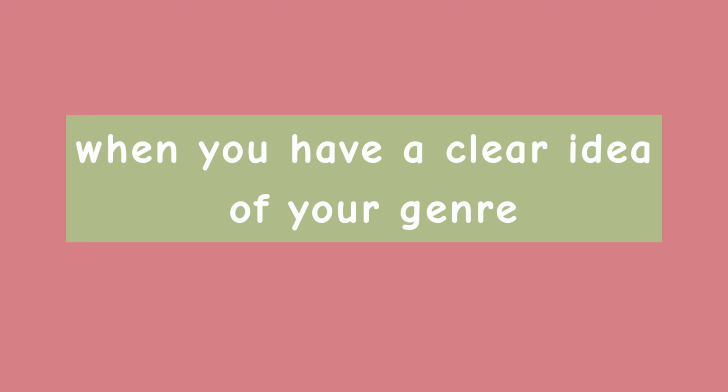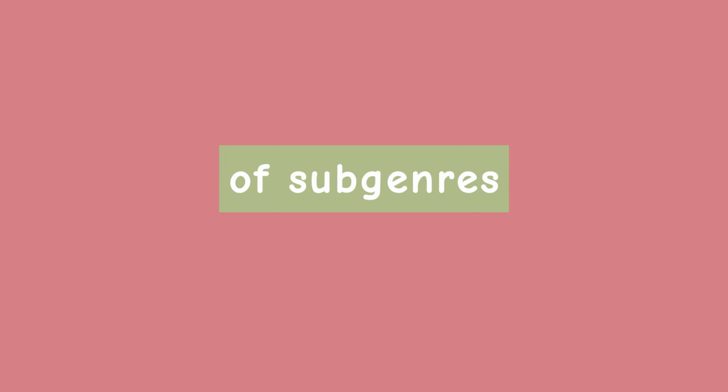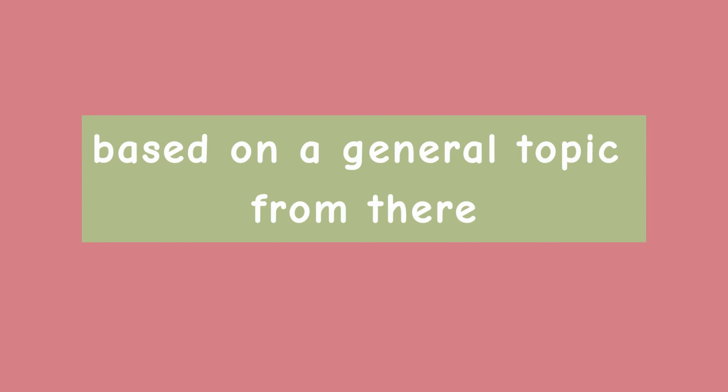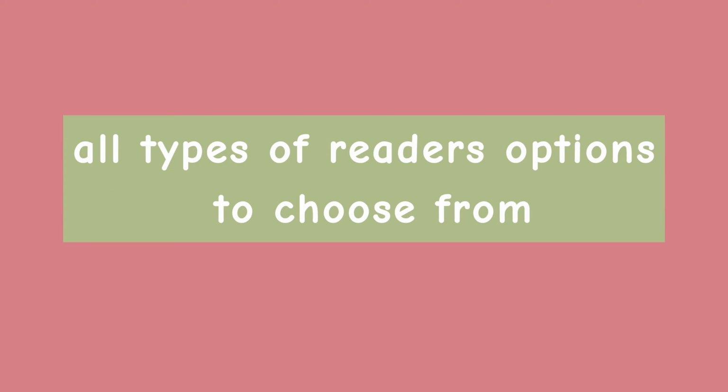Thinking big. When you have a clear idea of your genre, you can potentially break it up into an endless number of subgenres. This is important when looking at the bigger picture. The reason for this is based on the fact that you can create an entire series of books based on a general topic. From there, any number of specific subgenres can help you provide all types of readers options to choose from.